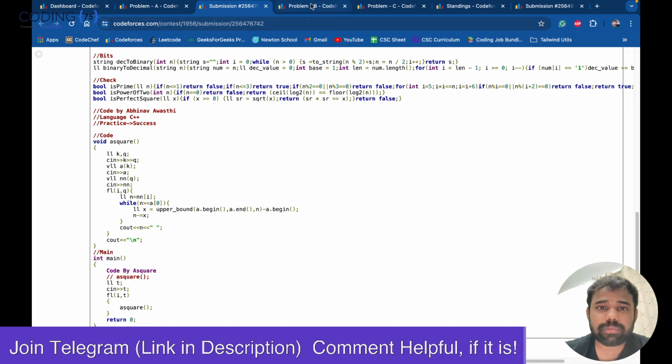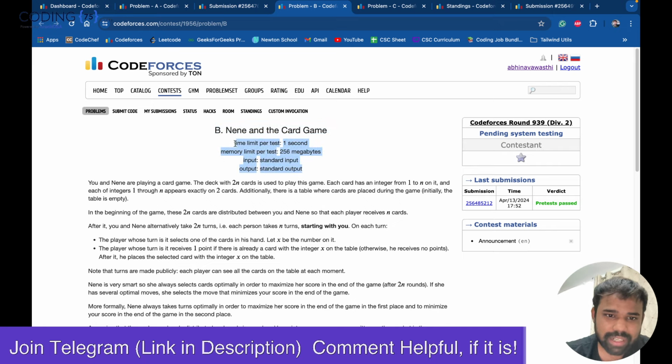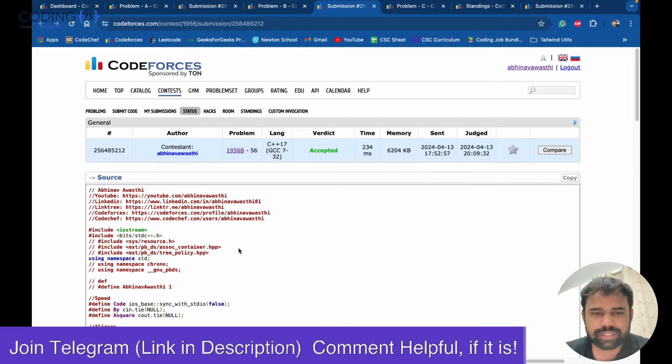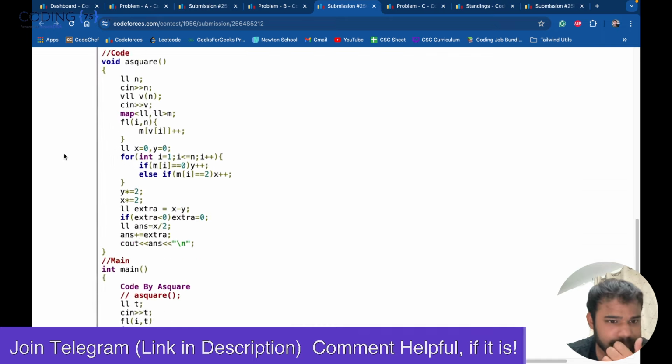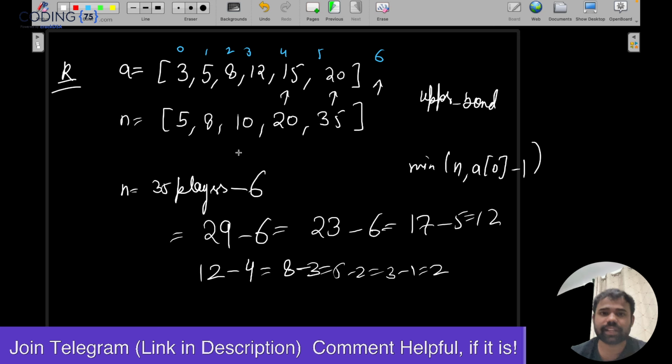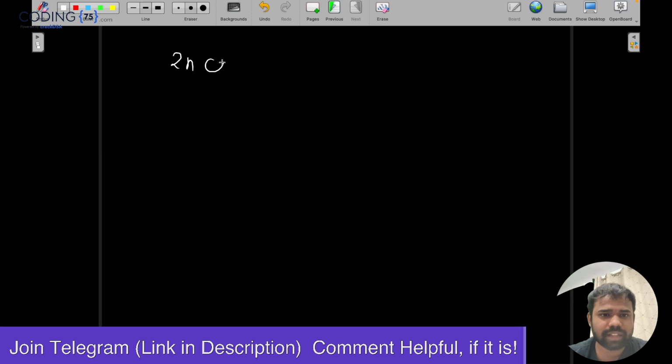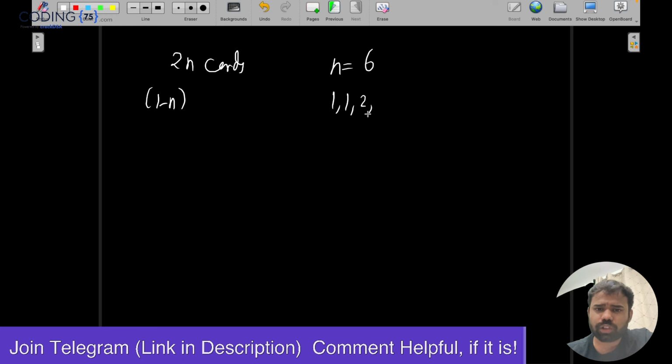Now see guys, the next problem is B, Nene and the card game. I hope I did this in a good way. I didn't do this in a very long way. So basically in the card game, they are saying that there are two N cards, and the cards are numbered from 1 to N. So for each number, there are two cards present. For example, if N is 6, there are two cards for 1, two cards for 2, two cards for 3, two cards for 4, two cards for 5 and two cards for 6, right? This is what is given to you.